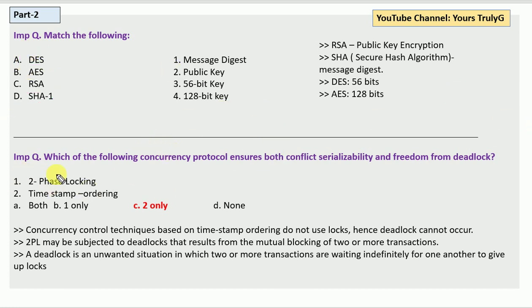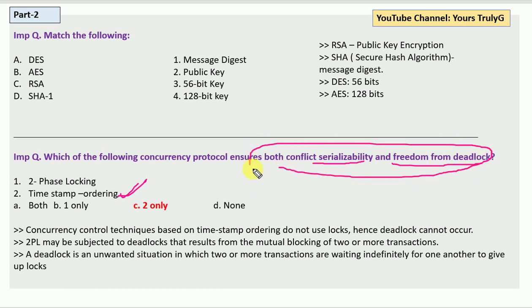Which of the following concurrency protocols ensures both conflict serializability and freedom from deadlock? This is also a very important question from database management systems, from locking techniques actually. So timestamp ordering will give you both things, serializability and freedom from deadlock. So let's discuss what all those things are.